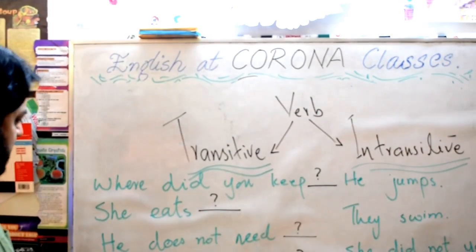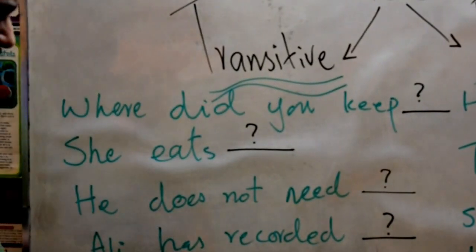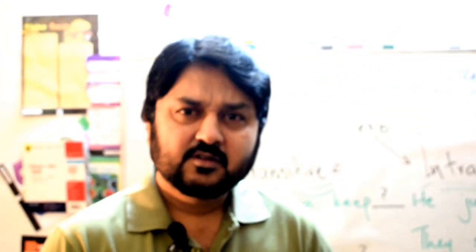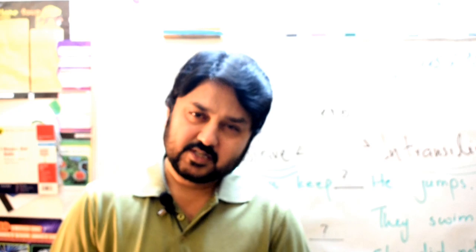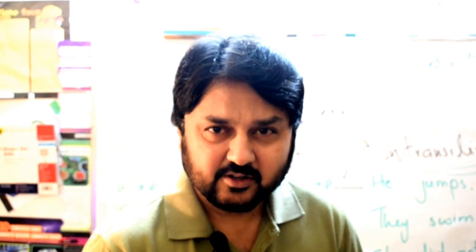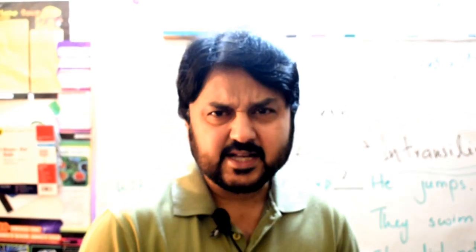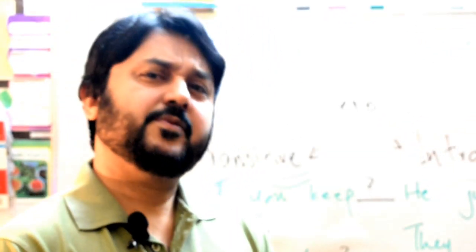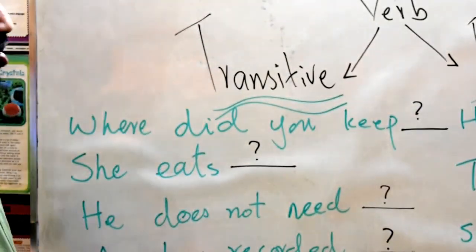Okay, come to the next sentence. She eats. She eats what? She eats everything. Yes, there should be some answer to this question, what does she eat? If there is a question about the verb and you find some answer as well, it means the verb is transitive.